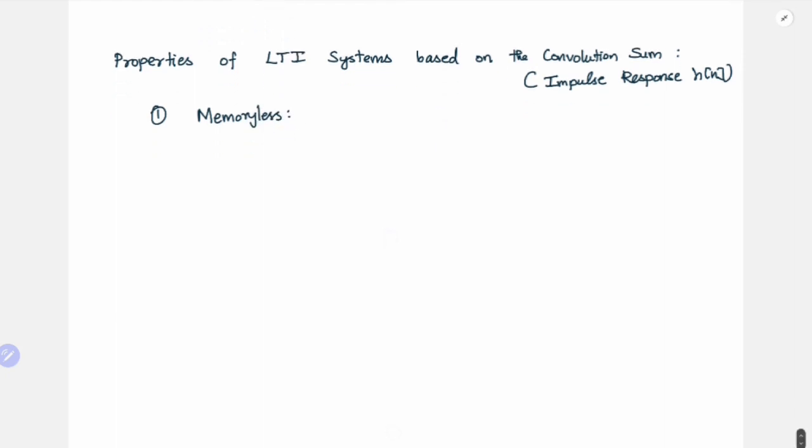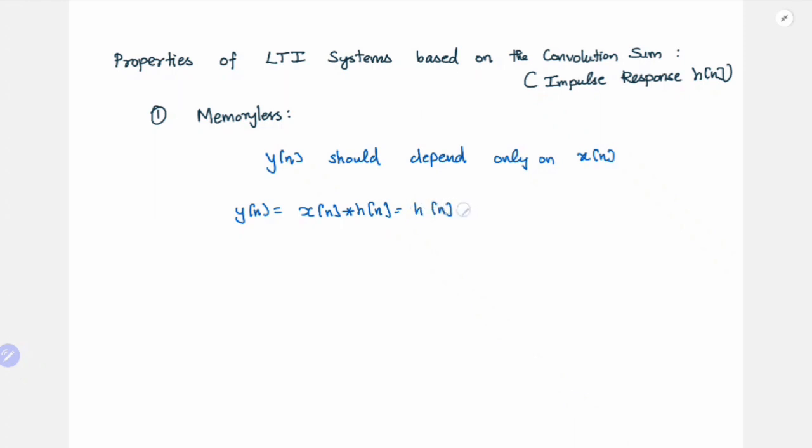So what does memoryless mean? Your y of n should depend only on x of n. So if I write y of n as x of n convolved with h of n, and for convenience I'll use the commutative property and write it this way. So what will my y of n be? It will be summation k equal to minus infinity to infinity h of k x of n minus k.